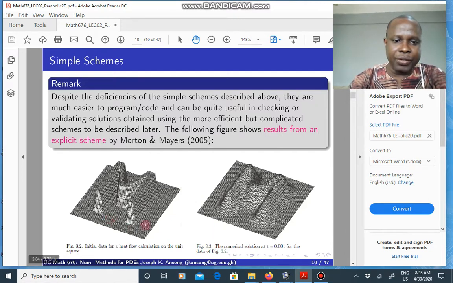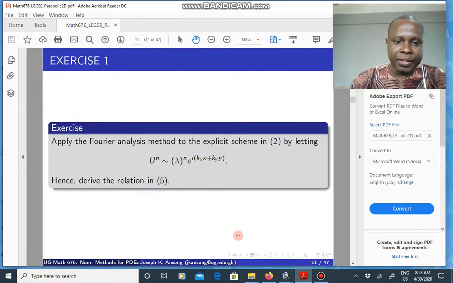Like we see here that Morton and Myers use an explicit scheme to model this system, where they start off with this initial condition, like an M, and by time t equals 0.001, this has diffused, and then you are left with this. Okay, so that was our previous lecture.